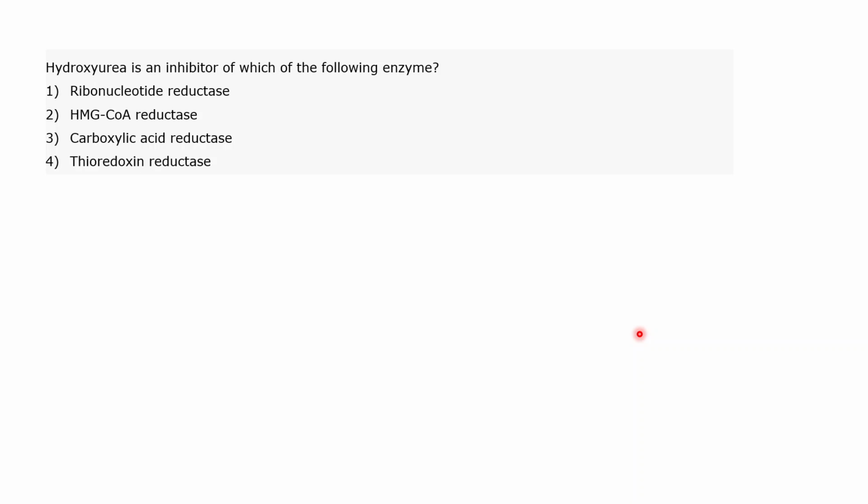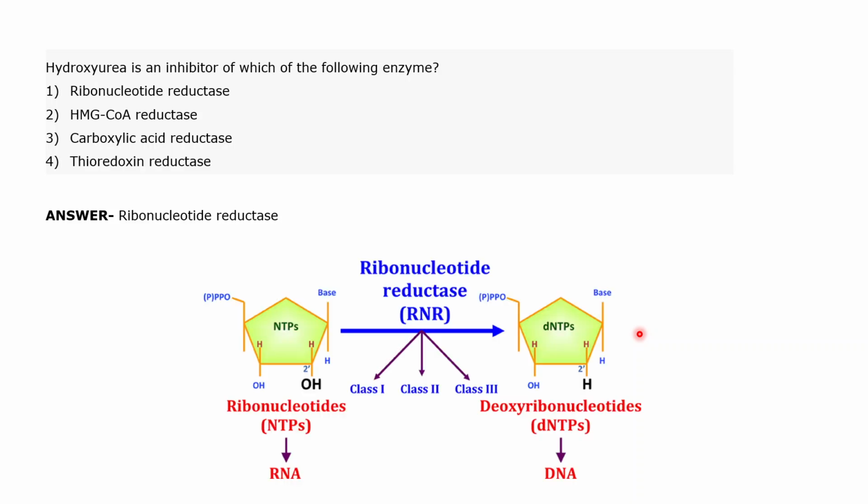Okay, so the answer to this question is ribonucleotide reductase. What hydroxyurea does is that it binds to ribonucleotide reductase and inhibits its function. Ribonucleotide reductase helps in the conversion of ribonucleotides into deoxyribonucleotides. Ribonucleotides are essential for the synthesis of RNA, while deoxyribonucleotides are responsible for the synthesis of DNA.